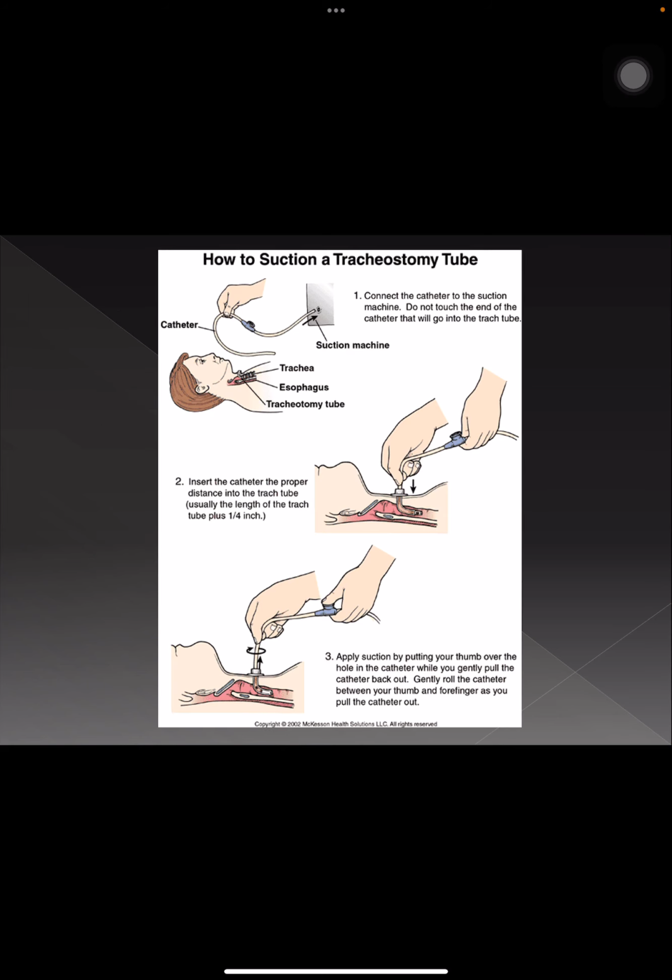How do you suction a tracheostomy tube? You connect the catheter to a suction machine. You should not touch the end of the catheter that will go into the tracheal tube. You insert the catheter a proper distance into the tracheal tube, and you apply suction by putting your thumb over the hole of the catheter while you gently pull the catheter back out. So this is how suctioning of the tracheostomy tube is done.